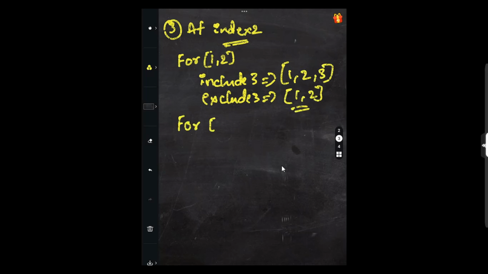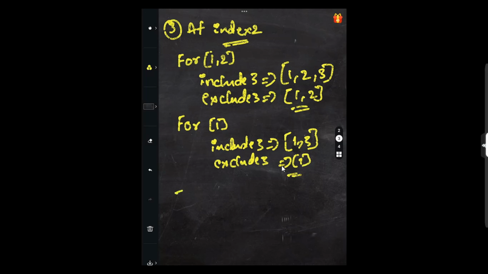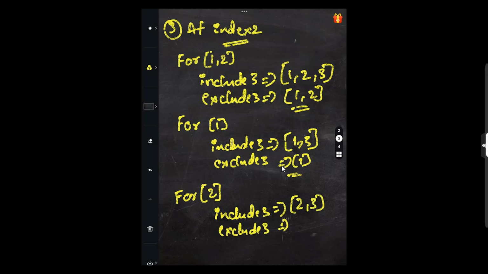Next, let's go with 1. Same step, include 3, exclude 3. Including 3 gives 1 comma 3. Excluding 3 will be only 1. This is fine. Next, we'll be considering 2. Same steps. So let me write this quickly. Include and exclude 3 here. This one will be 2 comma 3 and this one will be only 2.